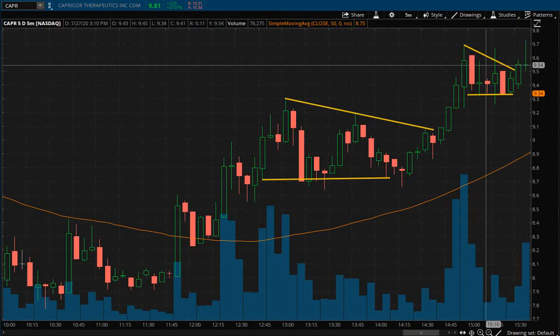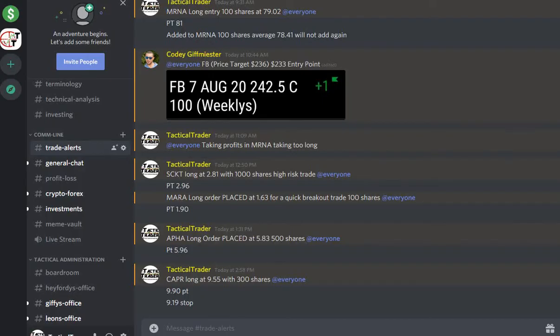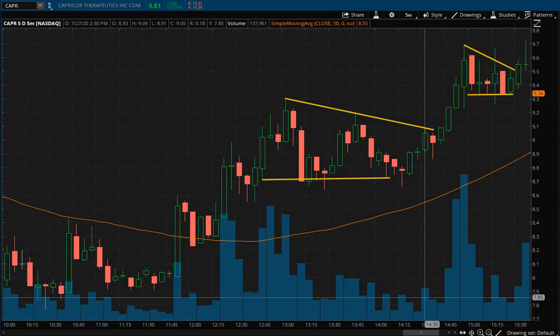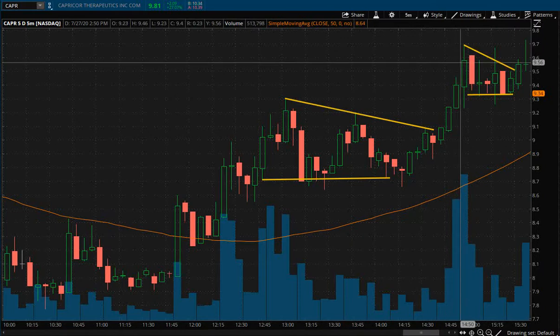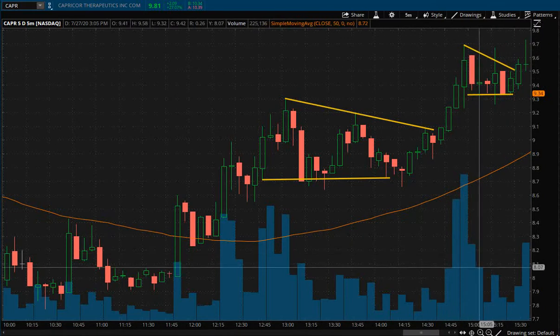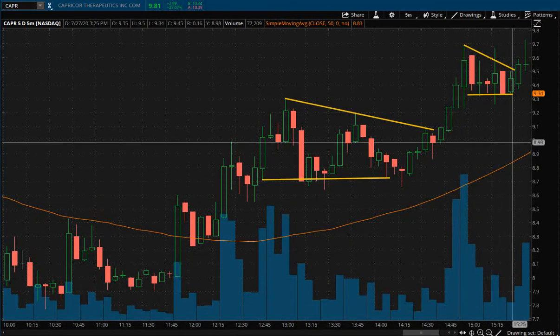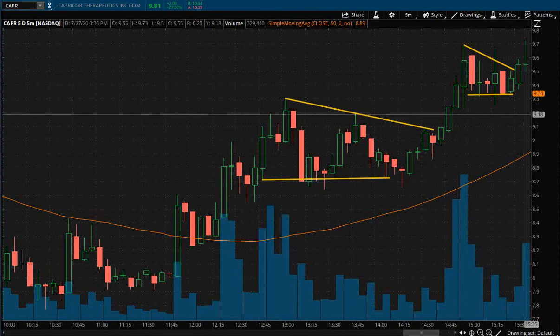I entered the trade at 955, so I'd get in on this candle right here, the beginning of the next continuation pattern forming. Alright, so we have 955 here. That's the continuation. That's the entry. And this is our alert down here at 2:58 p.m.: 955 for the price target of 990 and a stop of 919. Now going back up to here, so we're in at 955 and we're looking for up here at 990. And our stop is going to be right here below 920.